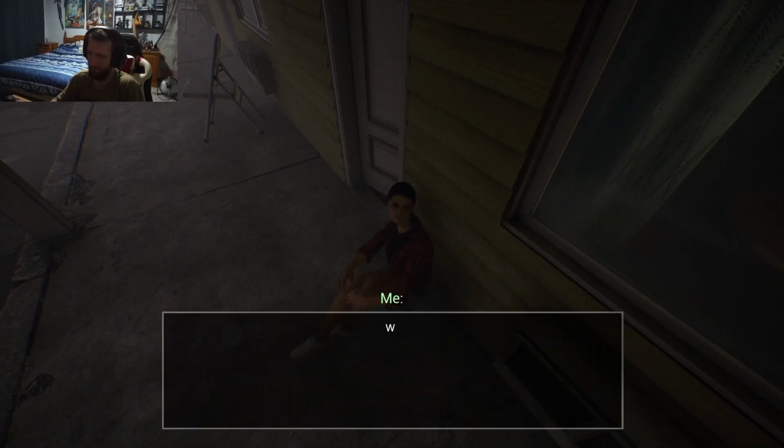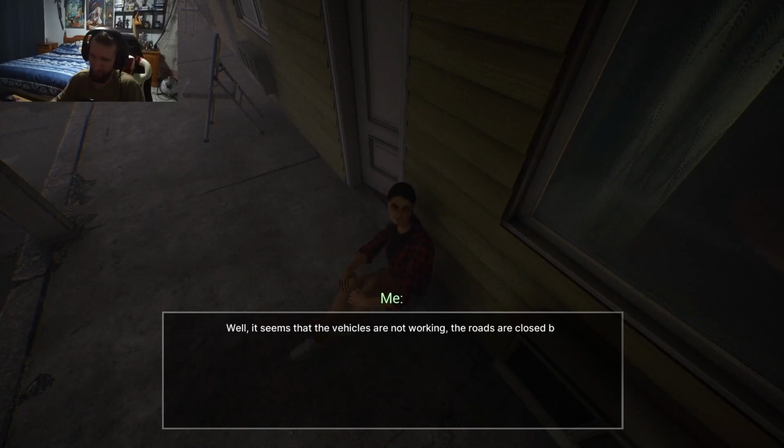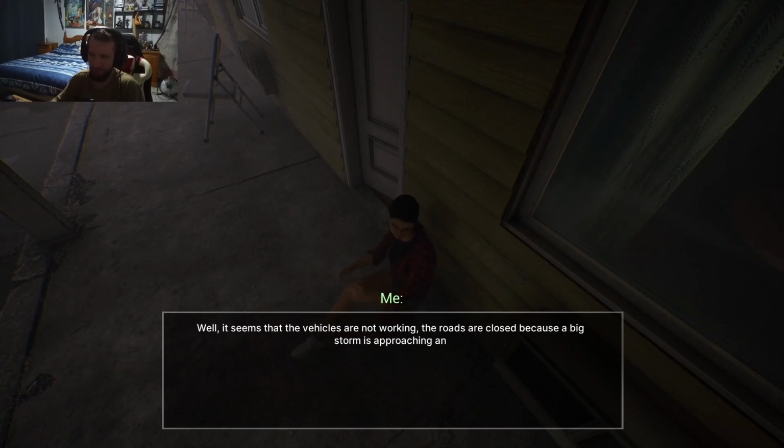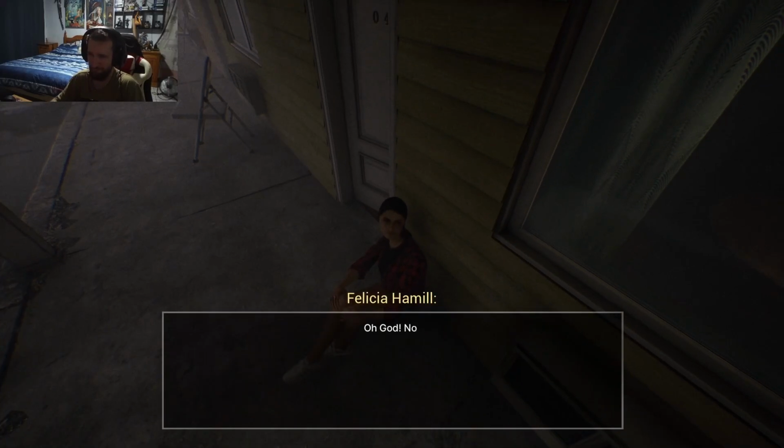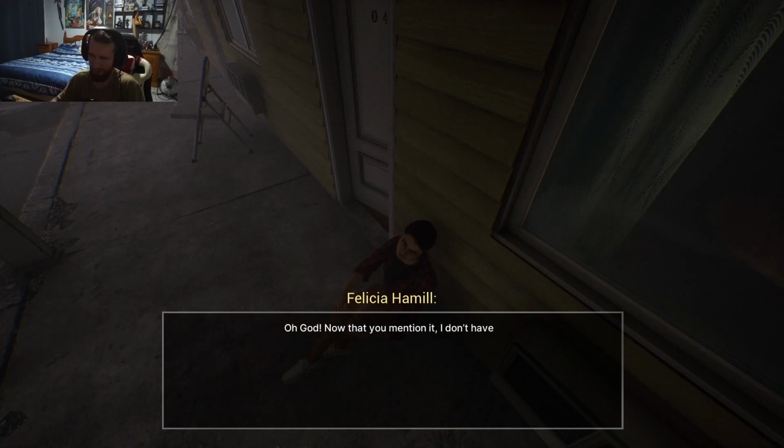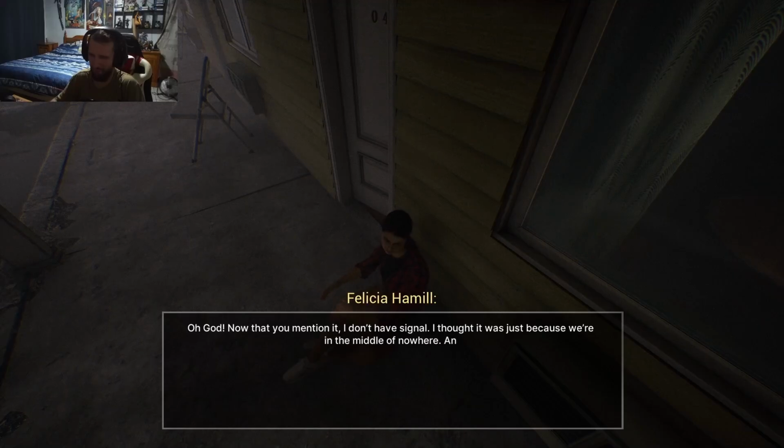Stuck? Why? Well, it seems that the vehicles are no longer working. The roads are closed because of the big storm approaching, and furthermore, it seems that no mobile phones are working. Does your phone have coverage or some battery? Oh god, now that you mention it, I don't have signal. I thought it was just we're in the middle of nowhere.